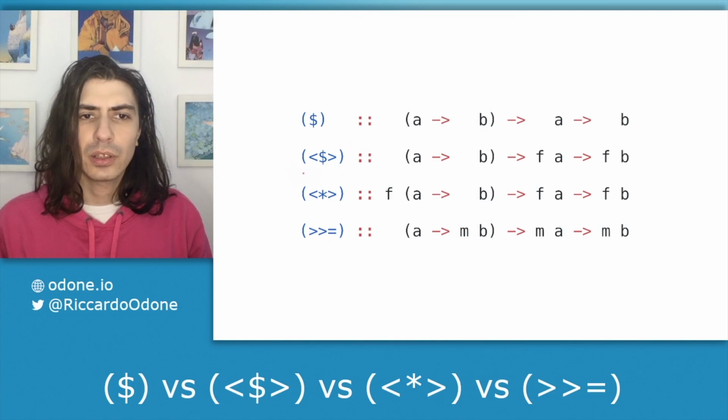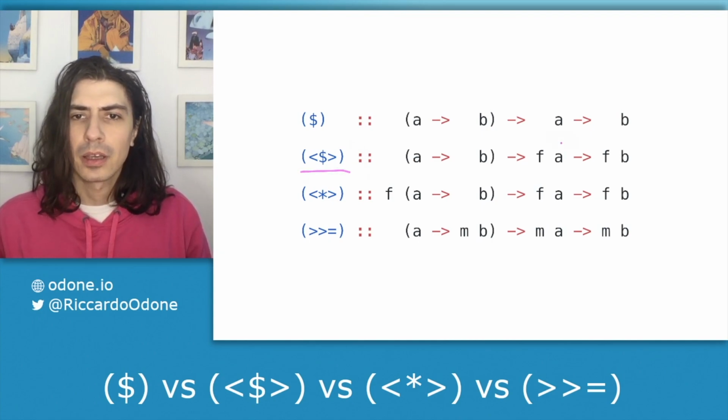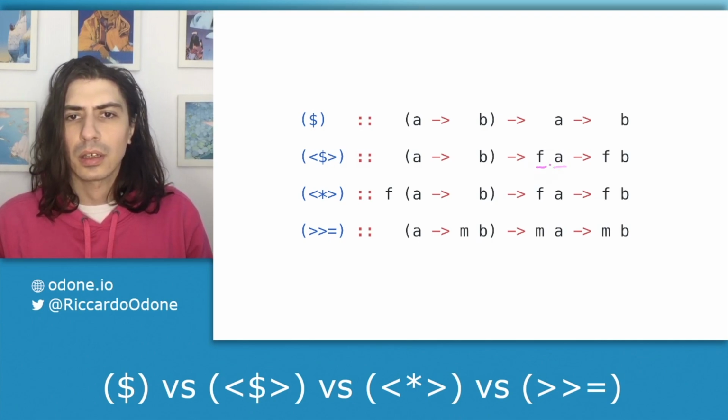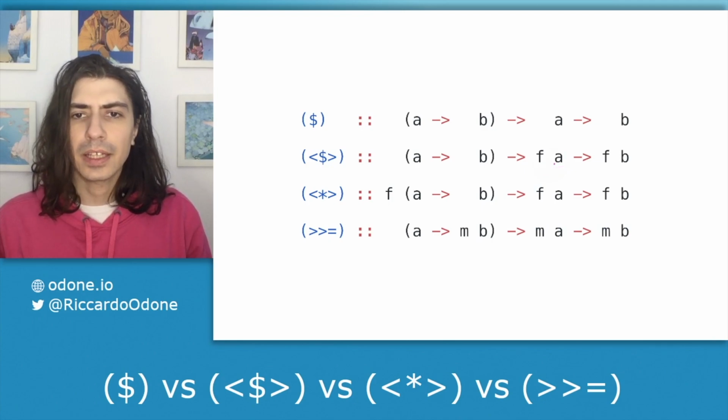In a subsequent video, we covered Fmap, which introduces the idea of a context. In this case, a functor. So we have a value of type A wrapped in a context F. And the idea is that somehow this value of type A is unwrapped out of the context, applied to this function here to generate the output B, which is then wrapped again in the same context F to generate exactly what we need.